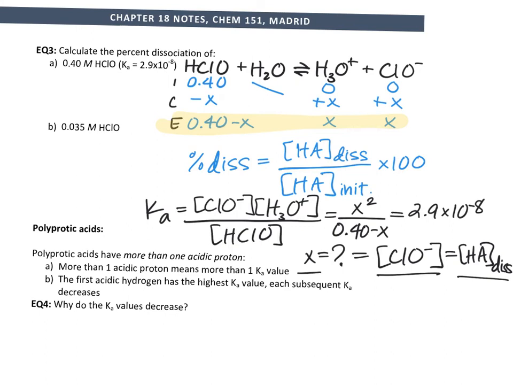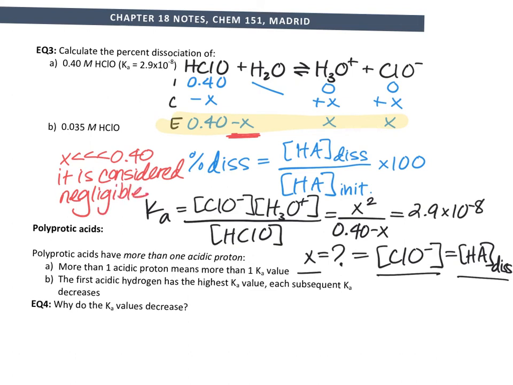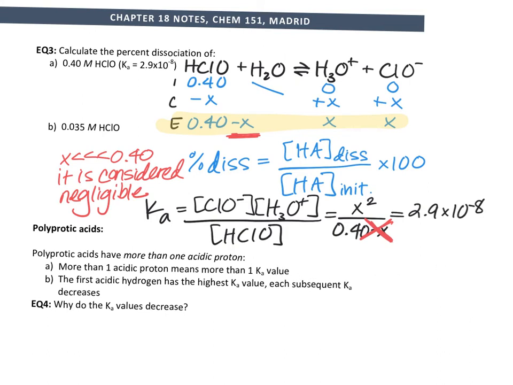Okay, here I'm going to teach you how to use the assumption in these problems. The assumption that we're using is that this minus x is so small, so x is so much smaller than 0.40 that it is considered negligible. So that means we're basically going to cross it off here in my Ka expression. Notice it's going to simplify this problem a lot so that you won't actually have to do the quadratic.